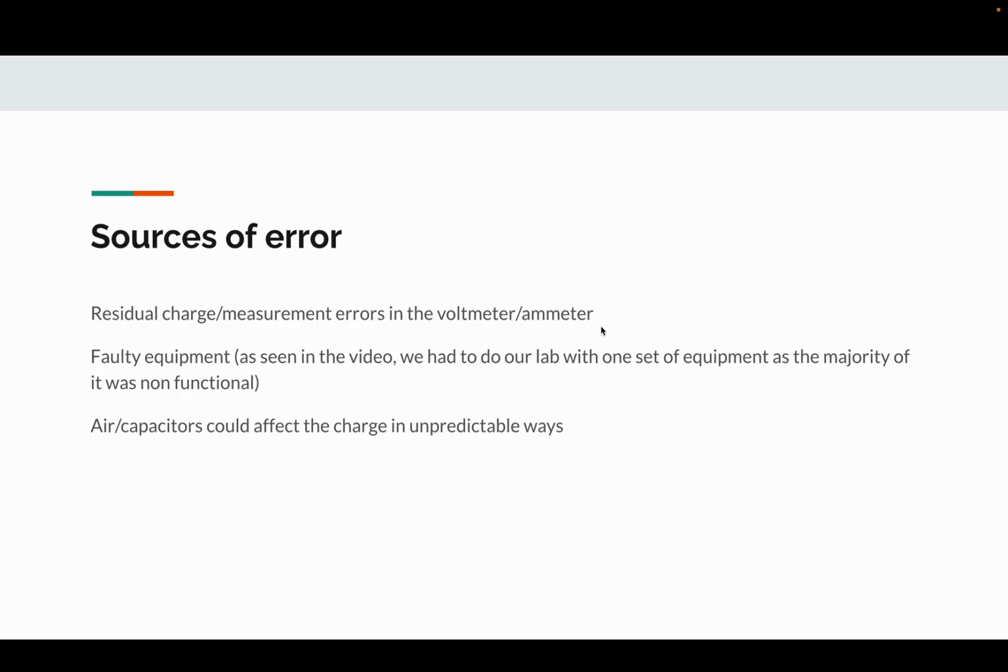So some sources of error could be residual charge or measurement errors in the voltmeter and ammeter. Could have been faulty equipment, as we saw in our lab, that there was only one set of working equipment, and the wires or the resistors could not have retained as much resistance as their theoretical yields were, as they were old. And air and capacitors or other external factors could affect the charge or the current in unpredictable ways.